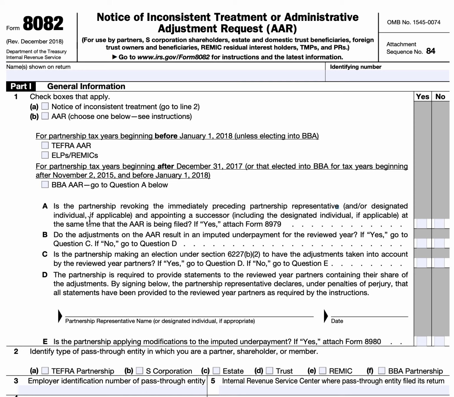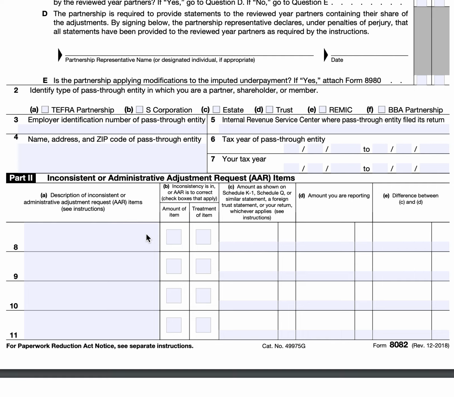Basically, in part one, the general information, we are providing information about the notice itself and about the entity that is reporting the inconsistent treatment or requesting that administrative adjustment. Part two goes into the description of that item itself or multiple items. That's why there are four lines here, because there may be more than one inconsistently reported item or AAR item to be reported on this tax form.